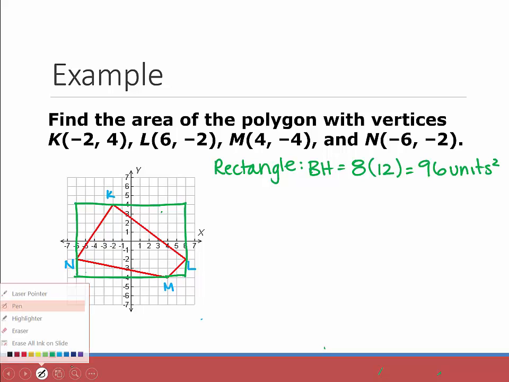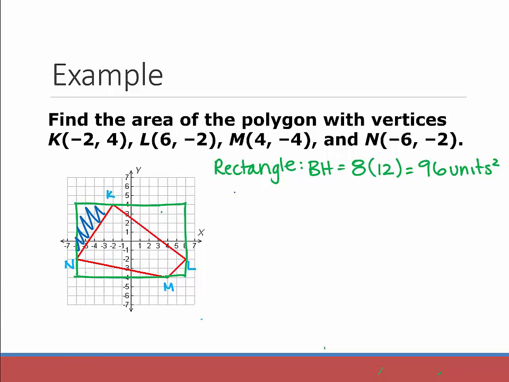So now we can subtract out all of these triangles here. So this first triangle, 1/2 base times height. The base is 1, 2, 3, 4. The height is 1, 2, 3, 4, 5, 6. So you cut 24 in half. We're going to take out 12 units squared.